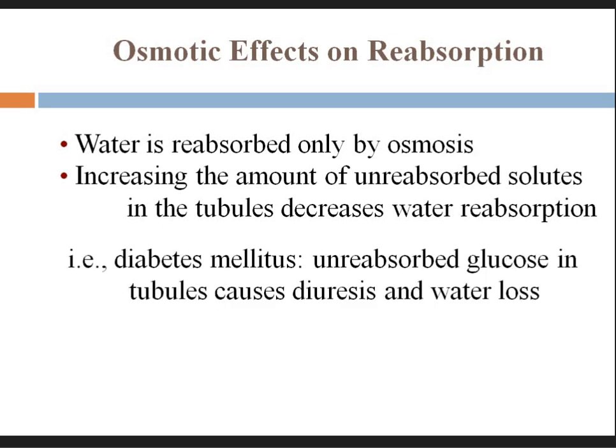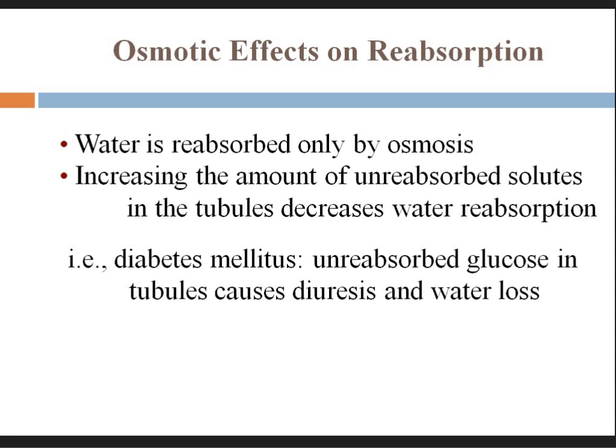What happens in diabetes? There is so much glucose. When it is uncontrolled diabetes, so much glucose is filtered into the tubules that it exceeds its capacity of reabsorption. So the amount of unreabsorbed glucose increases in the tubules. And that causes diuresis and water loss, because water will not be absorbed to that amount. Due to the glucose, it produces an osmotic effect and retains water in the tubules, and water will be lost. That's why we see polyuria in diabetes mellitus.